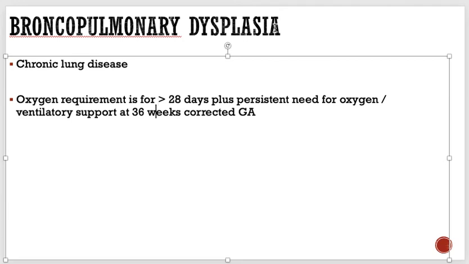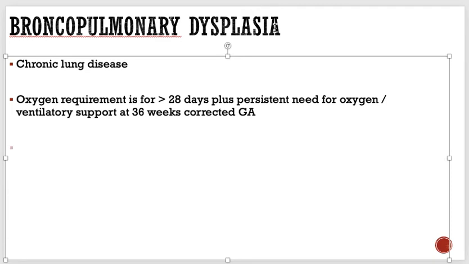For example, if you give oxygen to someone and now they're maintaining their oxygen at 95%, and once you remove the oxygen you find that their oxygen saturation is going down, down and down, it means they are not ready to wean off from that ventilatory support or oxygen. So these are those babies, neonates, who require oxygen or ventilator support for more than 28 days.